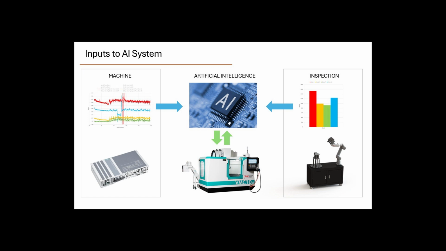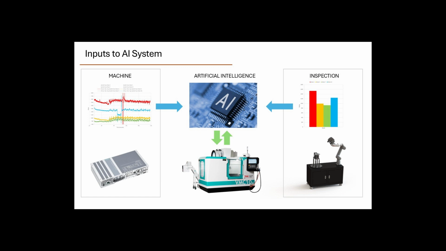So just to recap, the inputs to the AI system, right? We have our manufacturing machine, the TRAK VMC10si, and we have an edge device that's providing rich data to the AI system. What is that rich data? It's the data collected from the edge device, and it's the post-machining inspection results. So those are the two data sources going into the AI system.